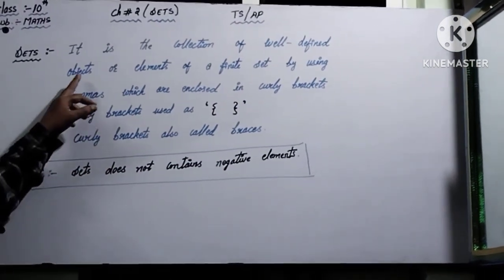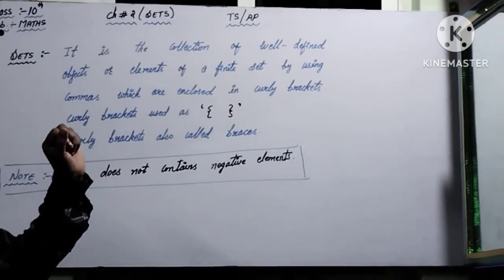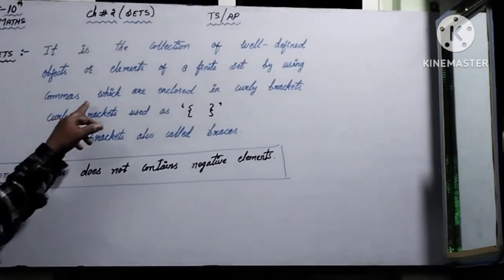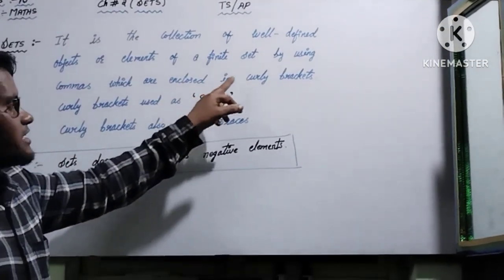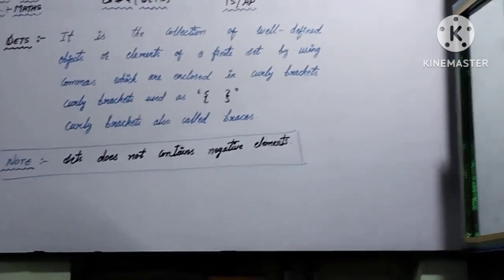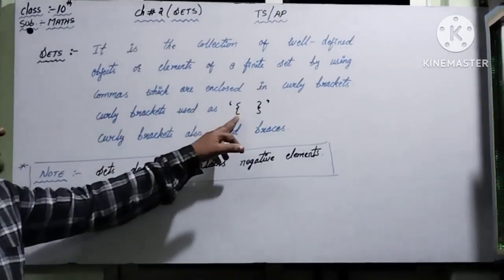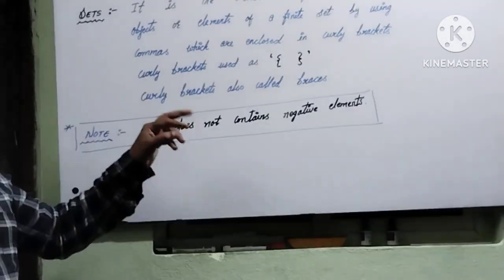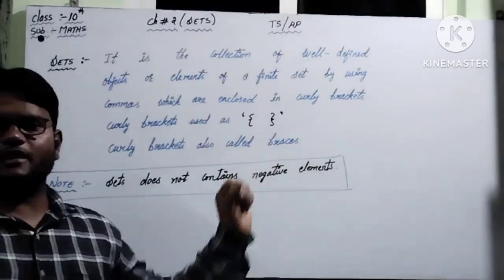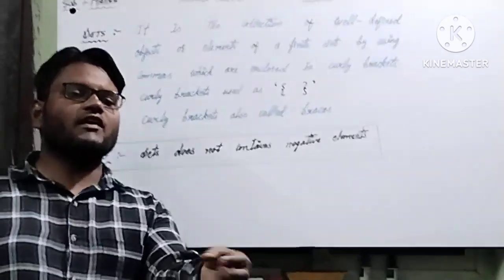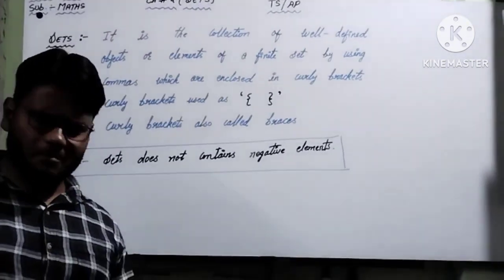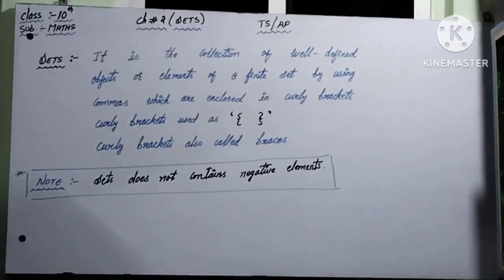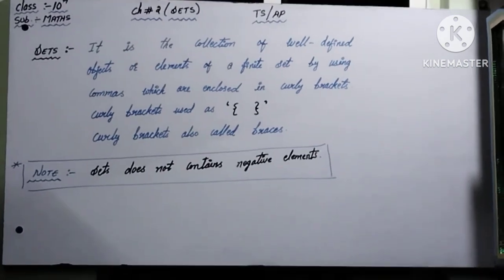These objects or elements are enclosed in curly brackets, like this. These are curly brackets. These curly brackets are also called braces or flower brackets. Flower brackets, curly brackets, otherwise braces.